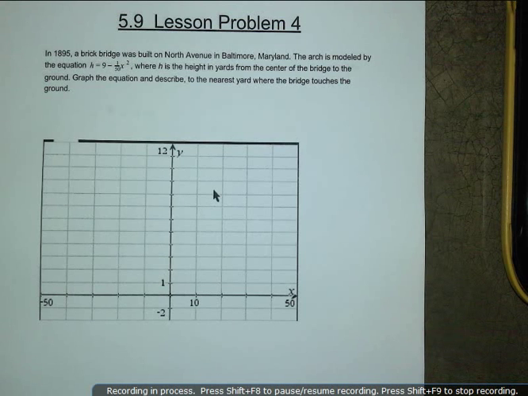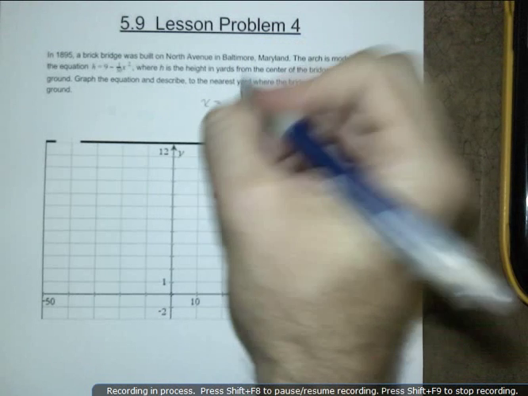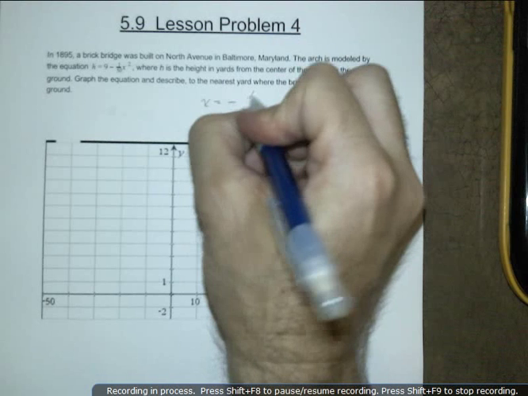It's not completely clear, so we're going to do a little interpretation here. We're going to say in reference to the center of the arch. Okay? So, you define the vertex. Vertex is going to be pretty easy. X equals the opposite of b over 2a.